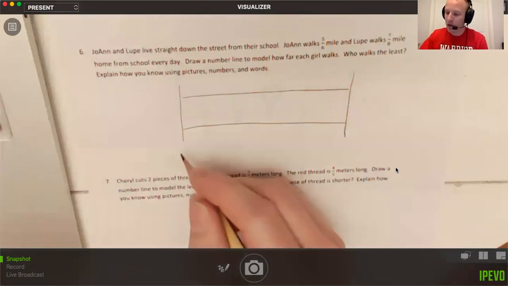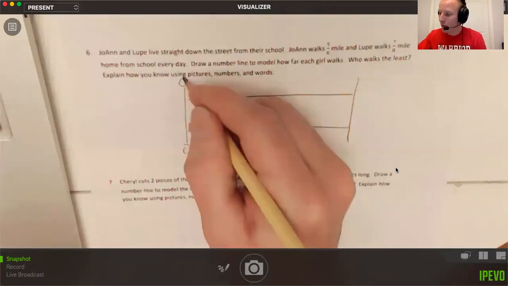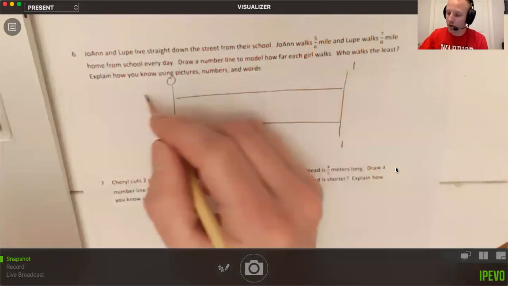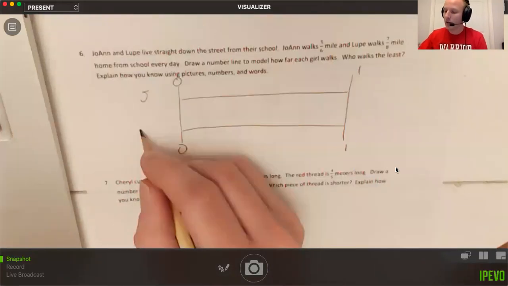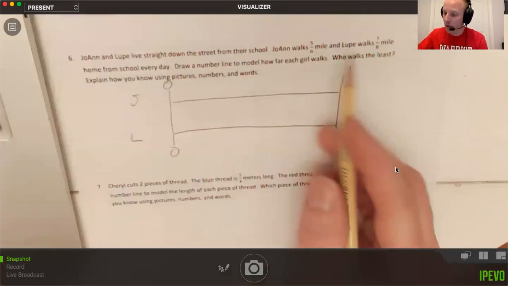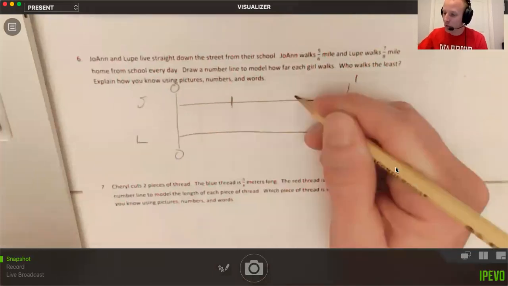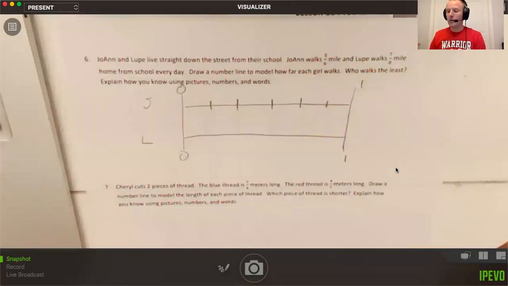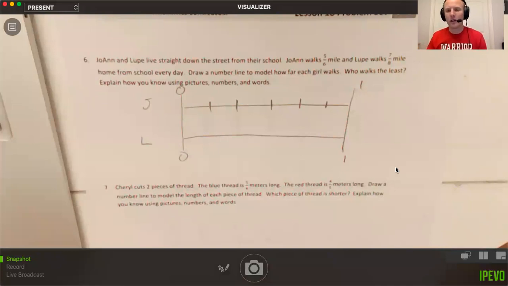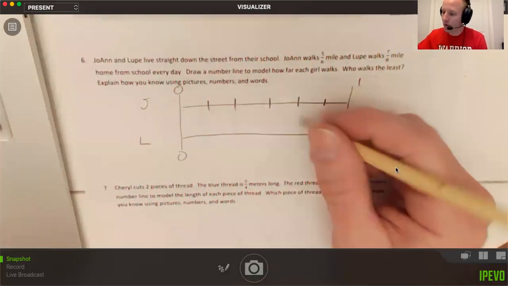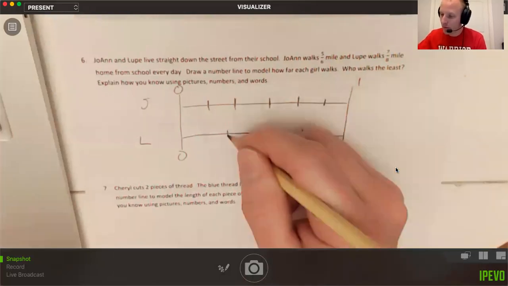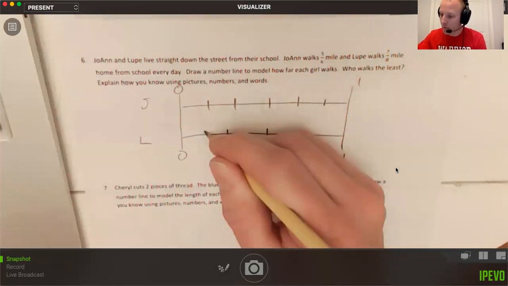So we know 0 miles, I'm going to label it top and bottom, and 1 mile. Okay. And so on the top one, this is Joanne and this is Lupe. So Joanne is walking in 1/6 of a mile. So I'm going to take this and split it into 6 parts. Okay. The other way I could have done this is on the same number line, like in different colors or something like that. That could have helped us too. Whereas Lupe is working in 1/8.